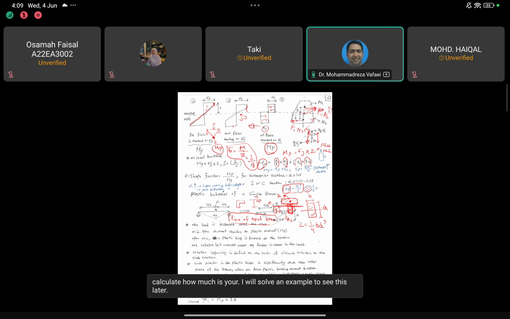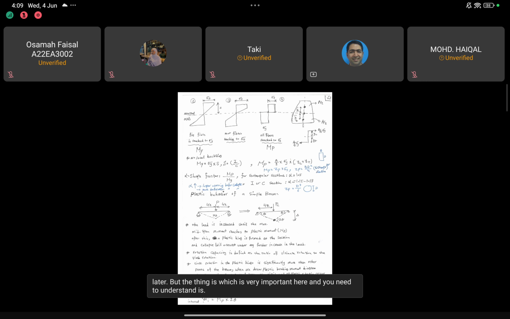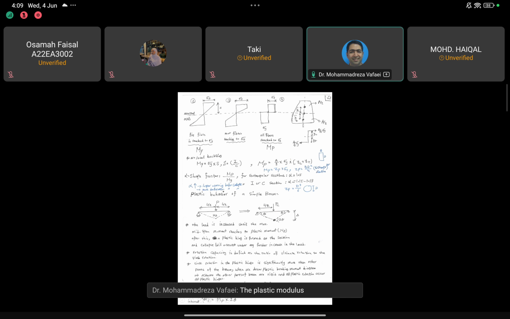But the thing which is very important here, and we need to understand, is that the plastic modulus that you calculate, and you multiply it by sigma y, gives you a bending moment that we call the plastic moment.